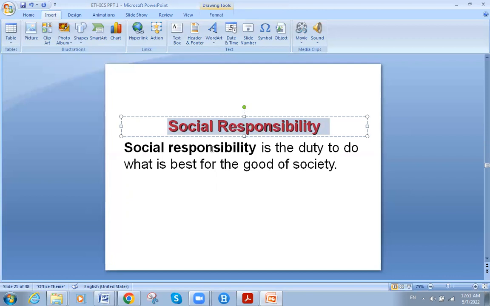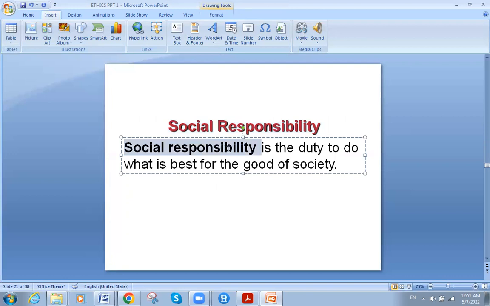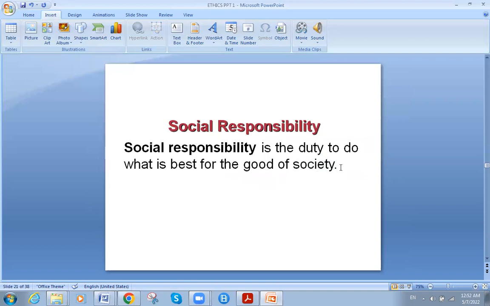Just to give you a meaning now before we leave, social responsibility is the duty to do what is best for the good of the society, not only for the good of the company, but for the good of the society. Because simply, I am a part of this society and I'm working for this society. I took my profits from this society. So in return, I have to give back to this society a kind of obligations and commitments.